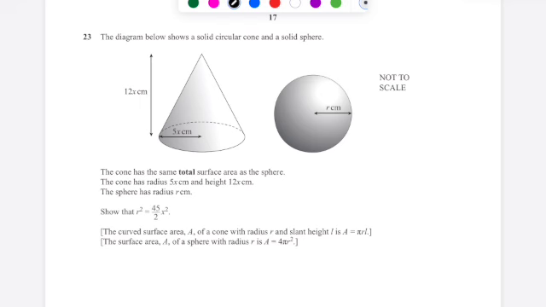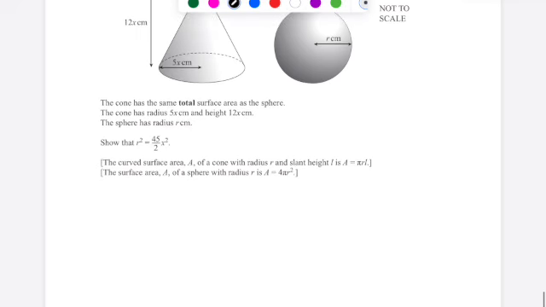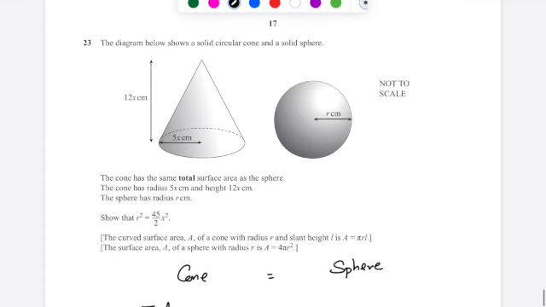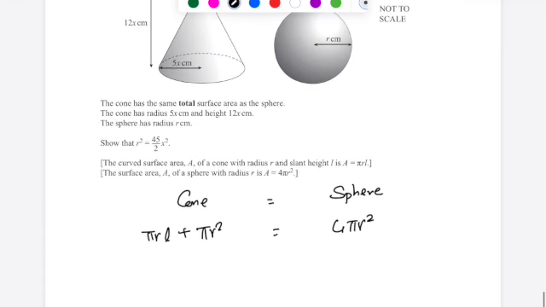Question number 23. The diagram shows below a solid circular cone and a solid sphere. The cone has a total surface area the same as that of a sphere. The cone radius and height are given. The sphere has a radius r. Show that... So the total surface area of the cone is equal to the total surface area of the sphere. So this is pi r l for the solid cone plus pi r square, and this equals 4 pi r square.